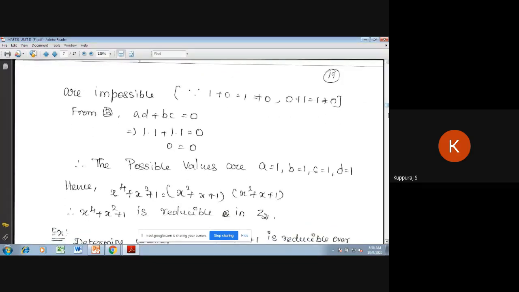Therefore, x power 4 plus x square plus 1 can be written as x square plus x plus 1 times x square plus x plus 1. So now putting the a, b, c, d values, x power 4 plus x square plus 1 is equal to the product of two quadratic expressions. So the given polynomial has no root in the given set Z2, even though it can be factorized. Finally, we have proved the given polynomial is reducible over Z2.